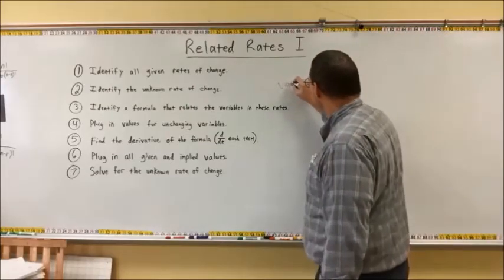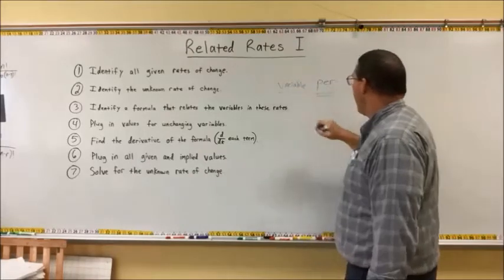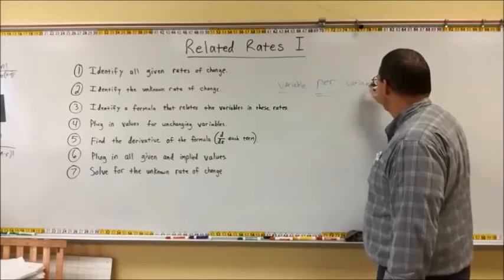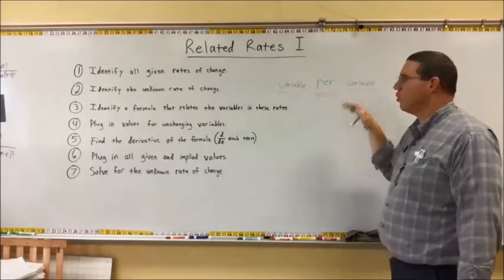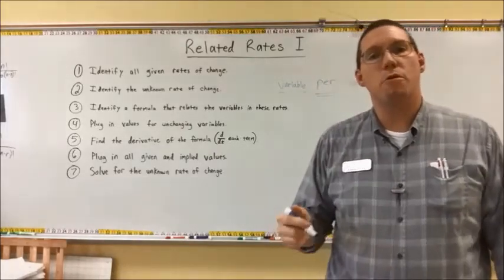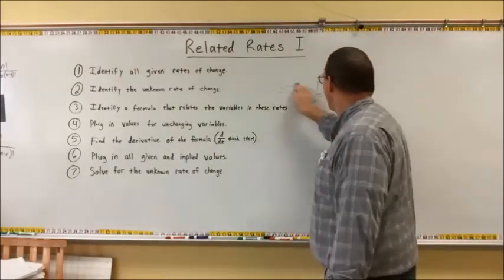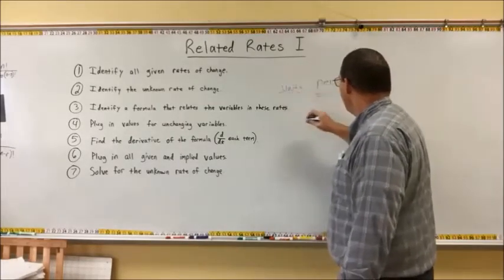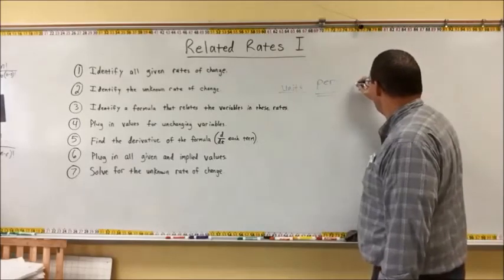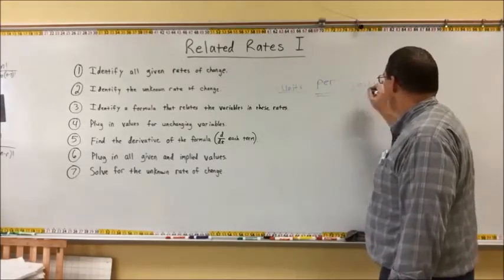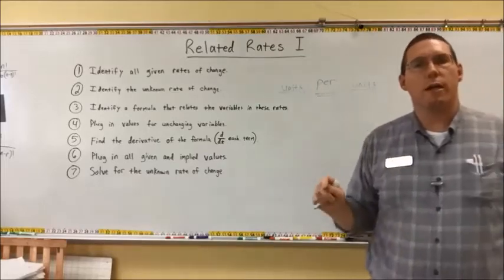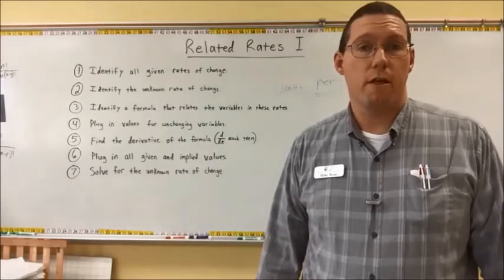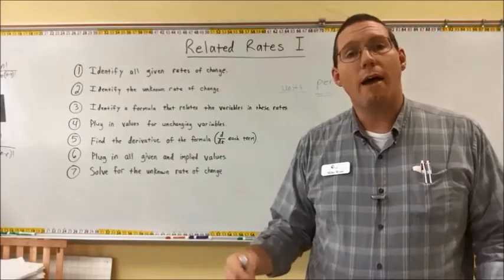So, variable like miles per variable like gallons, okay? Or units per units. That's probably a better way of saying it. Anytime you see units per units, like millimeters per inch, you're looking at a rate of change. There are probably billions or trillions of these throughout the universe. Okay, so you have to broaden your mind.